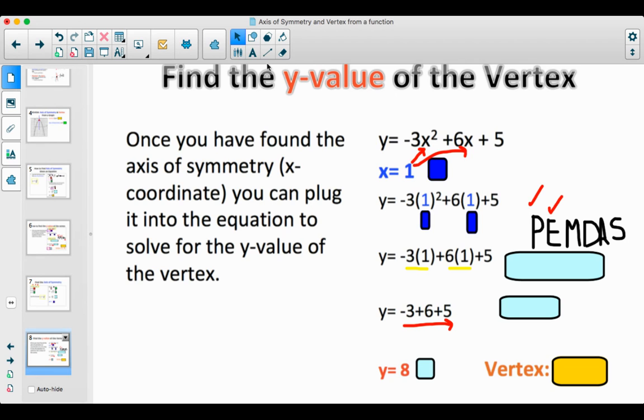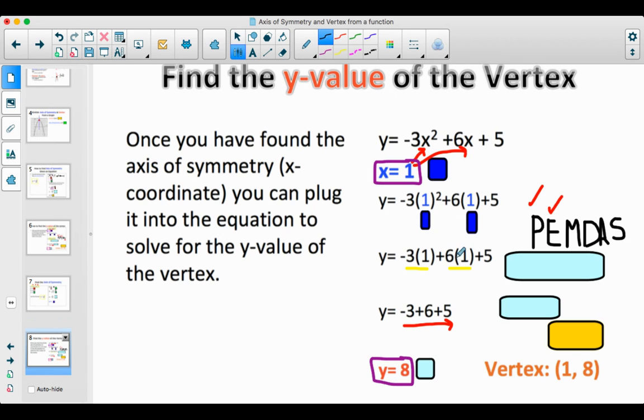So we found out our 2 coordinates here. Our x value is 1, and our y is 8. So that means we have to put them in as an ordered pair. Our vertex is 1, 8. So remember, in an ordered pair, x comes first, then y.